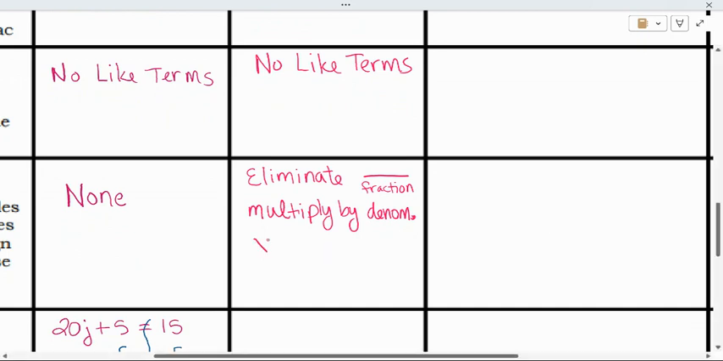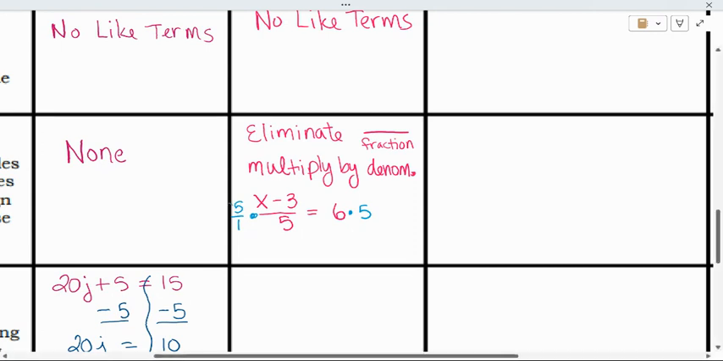So that equation is x minus 3 divided by 5 equals 6. I have to multiply by the denominator to get rid of that fraction. That wasn't one of the steps. It didn't say multiply by the denominator, right? Because that's not a common thing. So I'm going to multiply this side by 5 over 1, and I'm going to multiply this side by 5. Why do we do that? Because it lets us cancel out our denominator. So I'm left with x minus 3 equals 30.